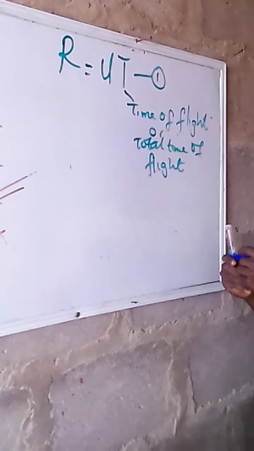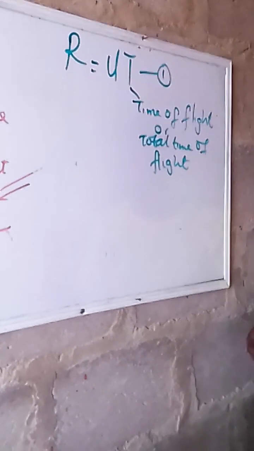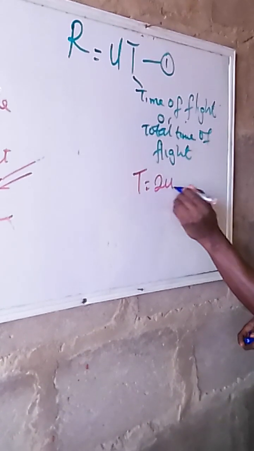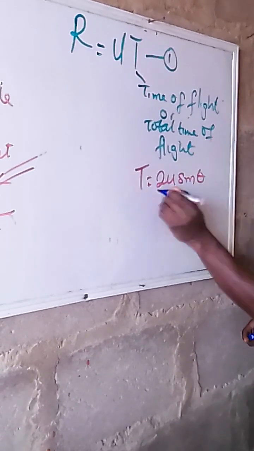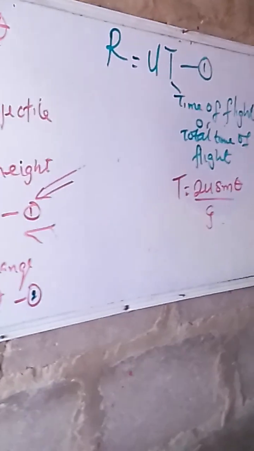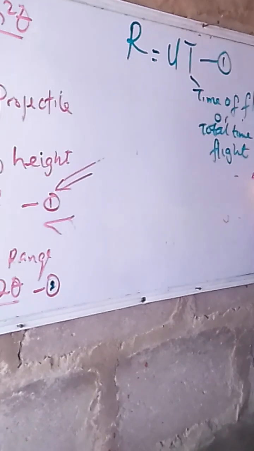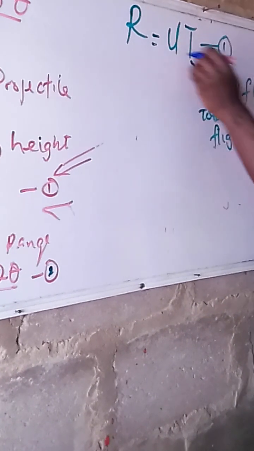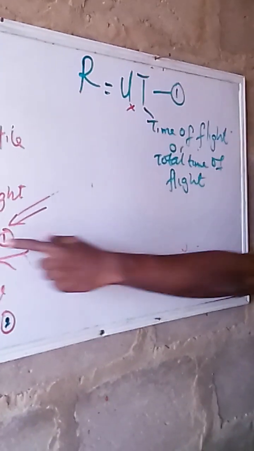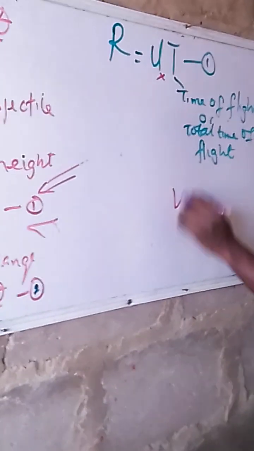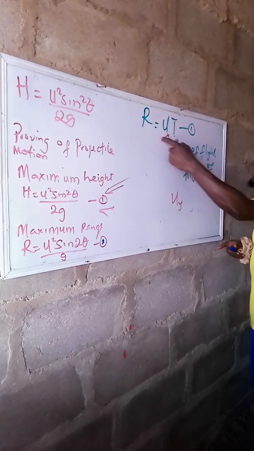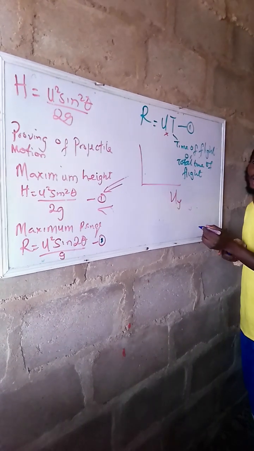Are we together? I hope you are getting it. And already you know T. That is T equals 2U sine theta all upon g. This is it. So now that is the time of flight. Why this U? This U will be U_x. Why am I putting U_x? In this one I'm putting U_y, that means U on the vertical axis.